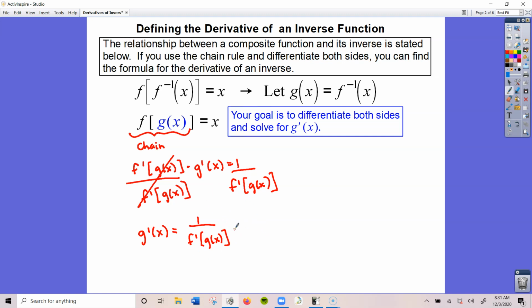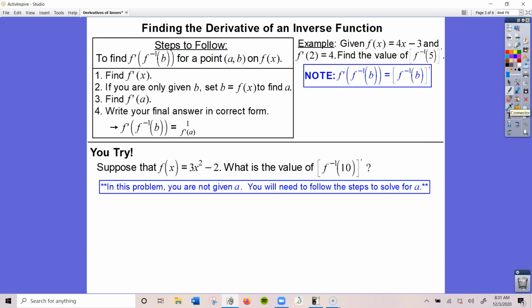Now, many people use that a is equal to g of x. So you'll see sometimes this notation, g prime of x would equal 1 over f prime of a. Now, let's go ahead and work on some sample problems so that you can understand exactly this process.